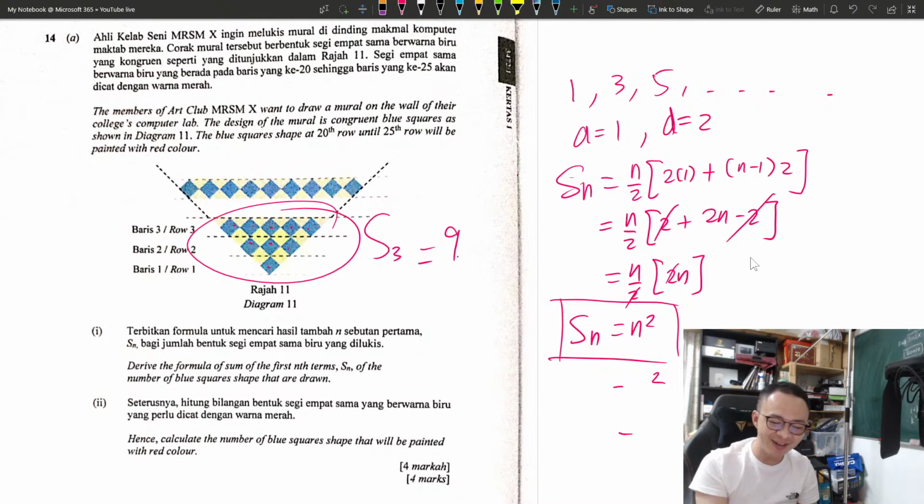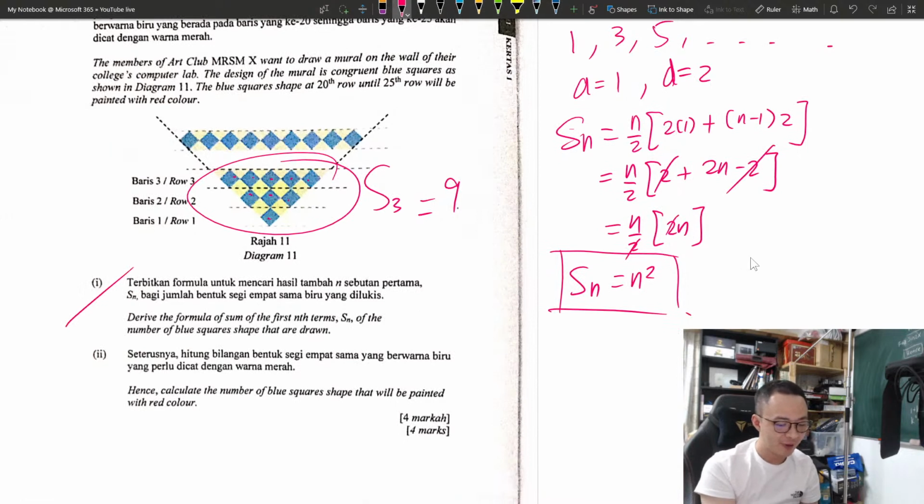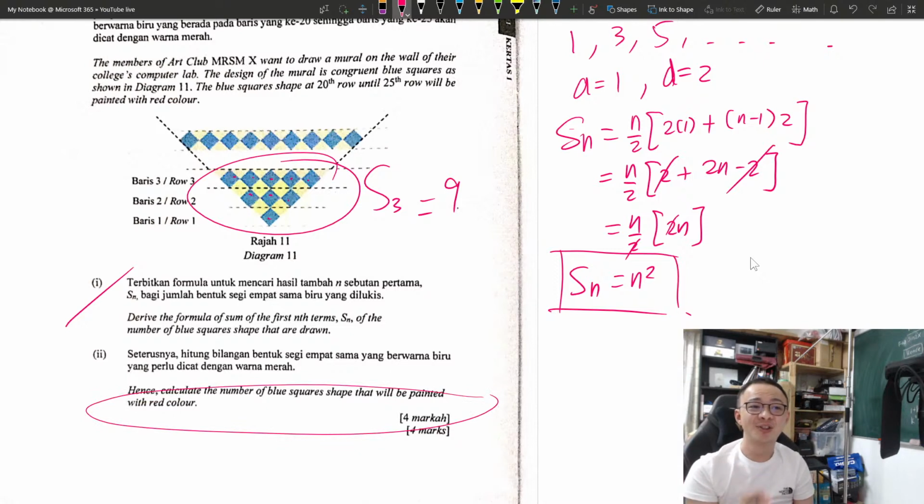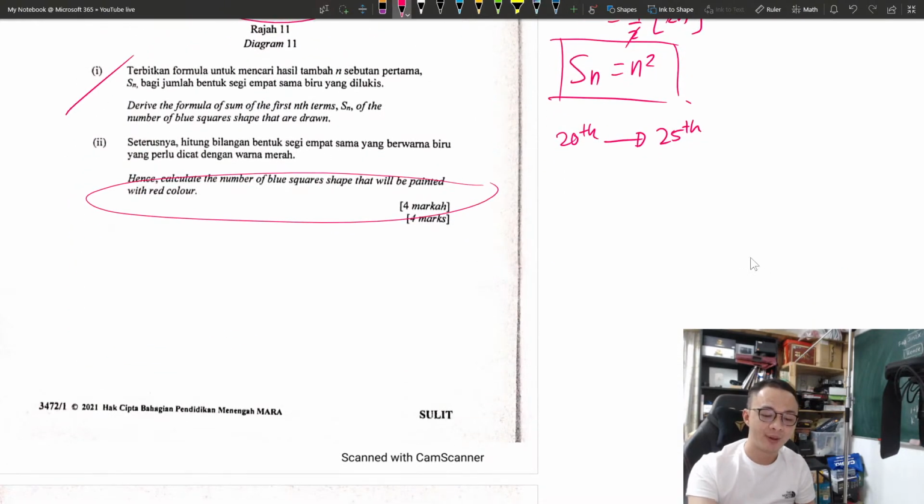So if I understand this logic, I have done part A, then I can solve part B. Calculate the number of blue square shapes that will be painted with red color. So I know it happens from the 20th row all the way to the 25th row. It's all painted with red.